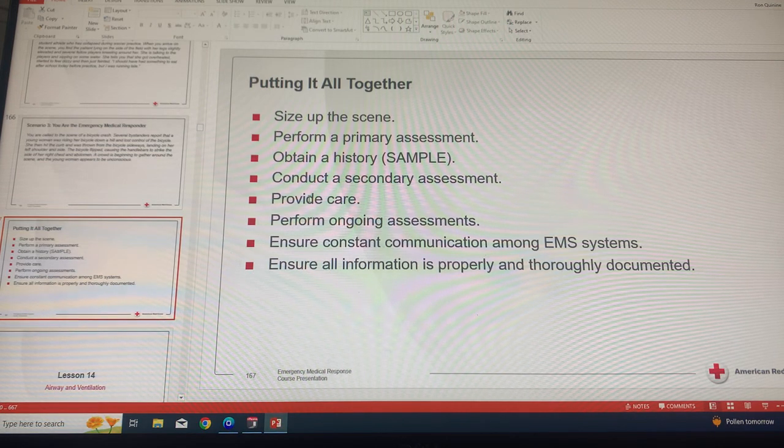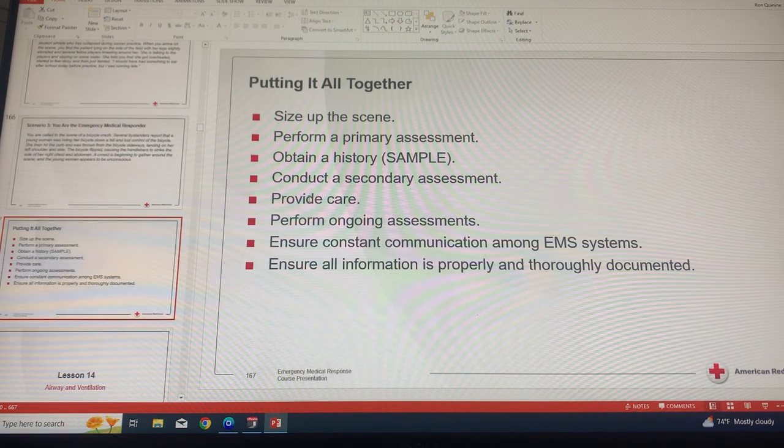Next is SAMPLE. So what does SAMPLE stand for again? We covered this. Signs and symptoms, the S. Allergies, which is the A. Medications. You're going to get a SAMPLE history after first a primary assessment. This is part of the secondary assessment, okay? Pertinent medical history, last oral intake, and events leading up to the incident, okay?